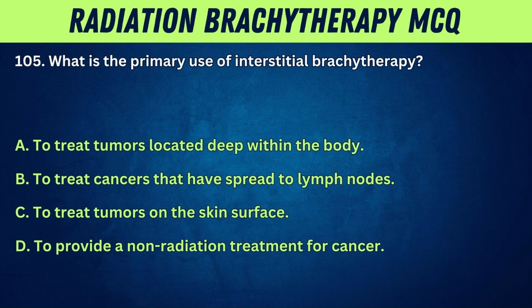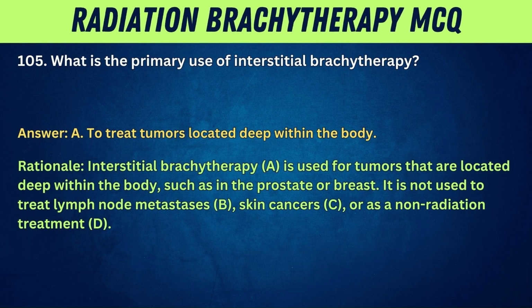105. What is the primary use of interstitial brachytherapy? A. To treat tumors located deep within the body. B. To treat cancers that have spread to lymph nodes. C. To treat tumors on the skin surface. D. To provide a non-radiation treatment for cancer. Answer: A. To treat tumors located deep within the body. Rationale: Interstitial brachytherapy (A) is used for tumors that are located deep within the body, such as in the prostate or breast. It is not used to treat lymph node metastases (B), skin cancers (C), or as a non-radiation treatment (D).